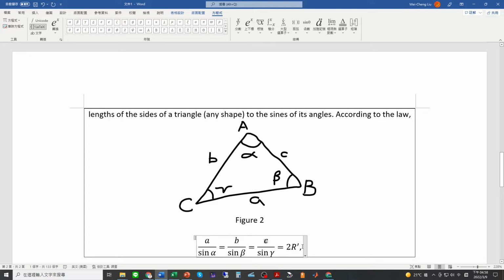We call this equation 9. A over sine alpha is equal to B over sine beta, is equal to C over sine gamma, is equal to 2 times R prime.